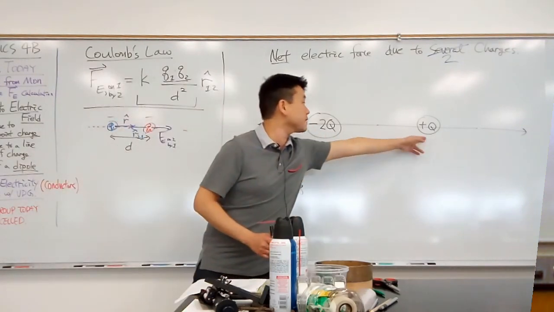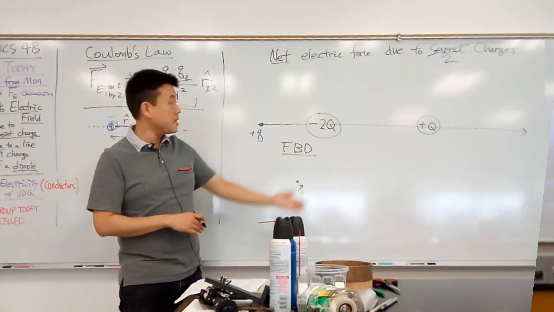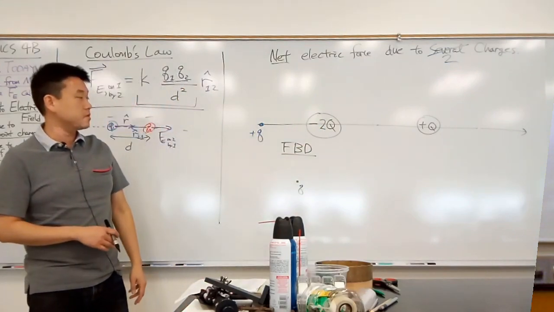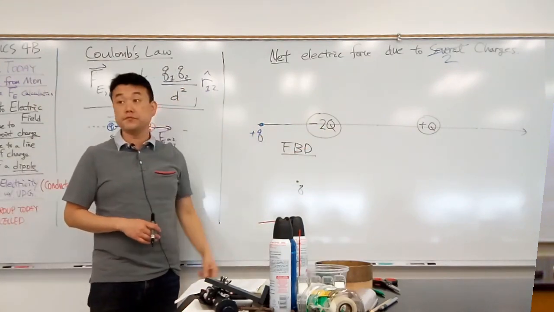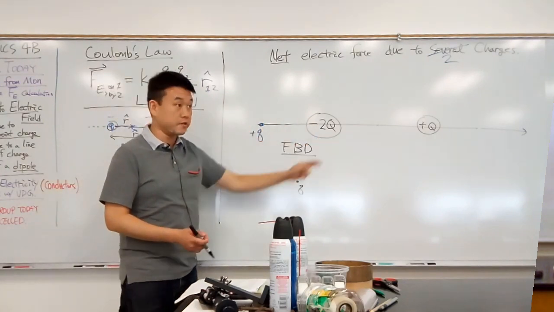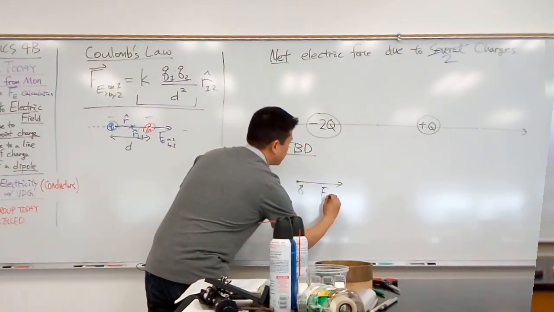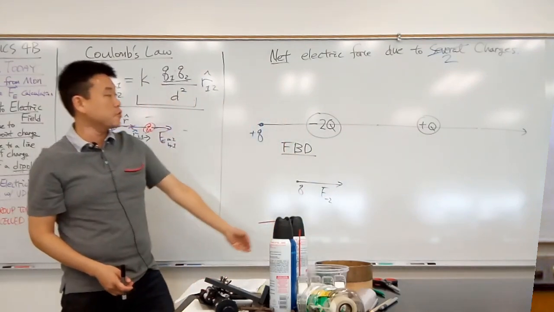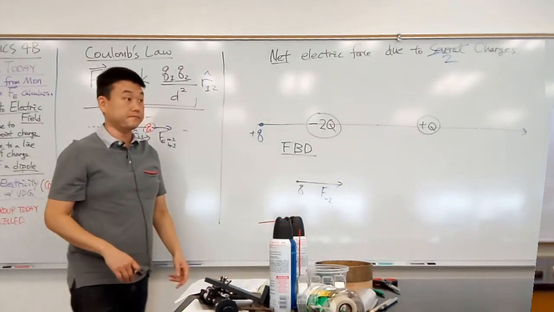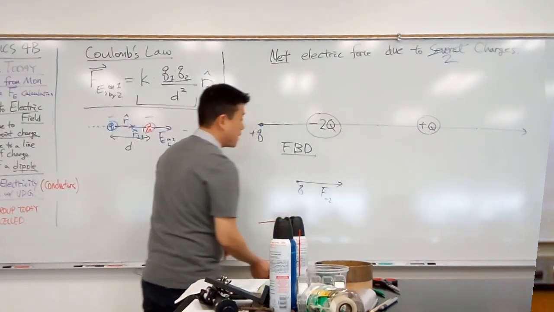So I have these two objects that are going to be exerting force. So I'm just going to first work out their directions. Minus 2q, what direction is the force due to minus 2q? To the right, right? It's the attractive force towards it. So let me call it F minus 2. What about force due to plus q? To the left, because it's the repulsive force.